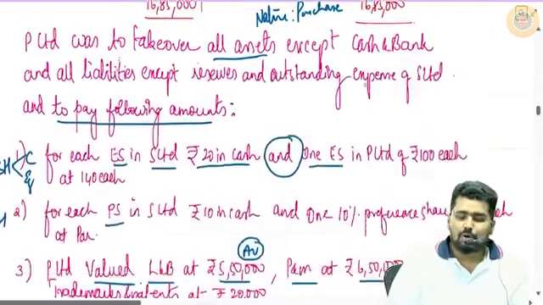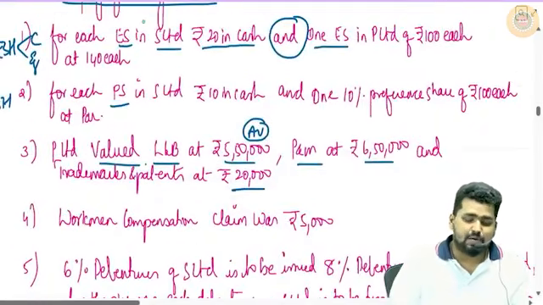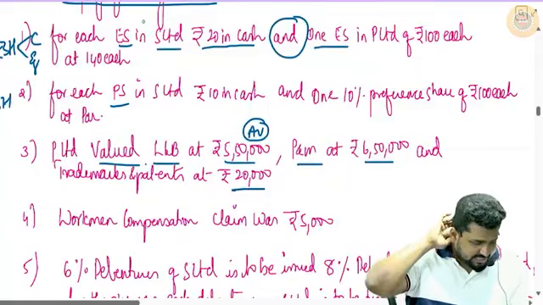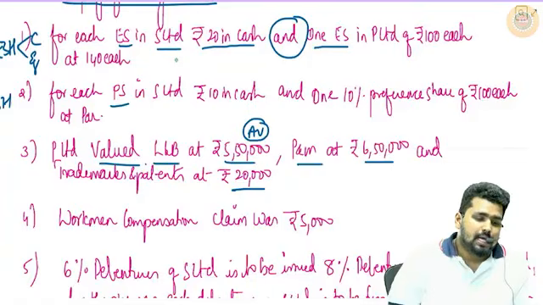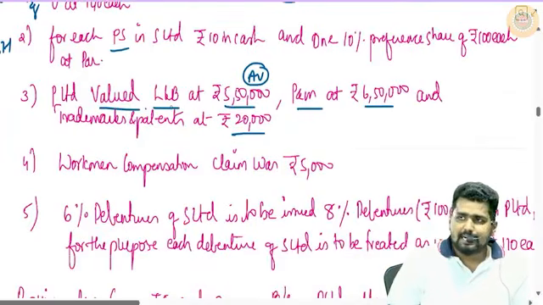Sorry sir, what is the PC calculation? PC means whatever you pay to equity and preference shareholders, that is called purchase consideration. So let's calculate the purchase consideration.